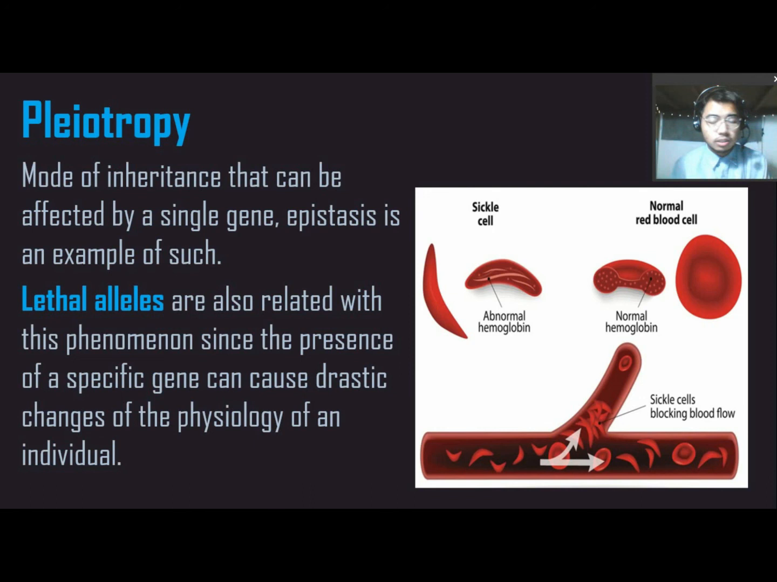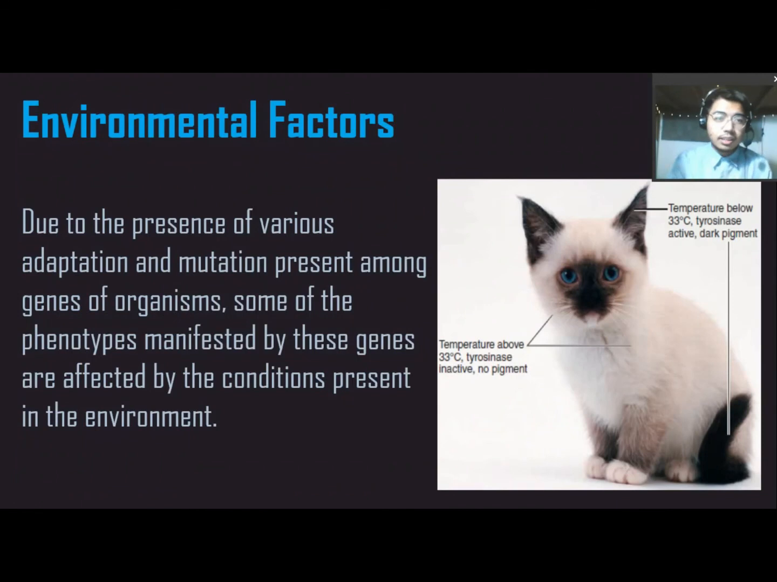So, other than sickle cell anemia, there's also cystic fibrosis, which is also an example of a lethal allele. Then, lastly, the last mode of inheritance that we're going to talk about is all about the environmental factors. Due to the presence of various adaptations and mutations among genes of organisms, some of the phenotypes manifested by these genes are affected by the conditions present in the environment.